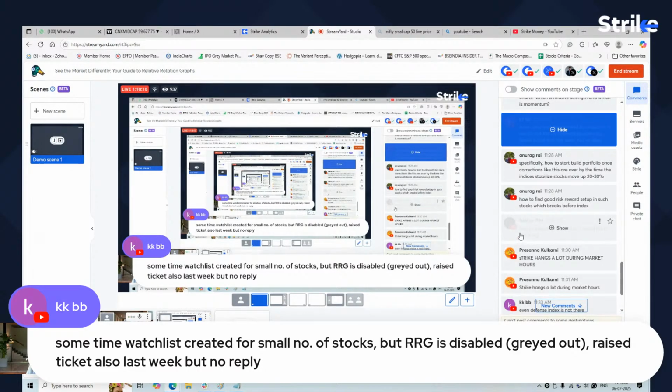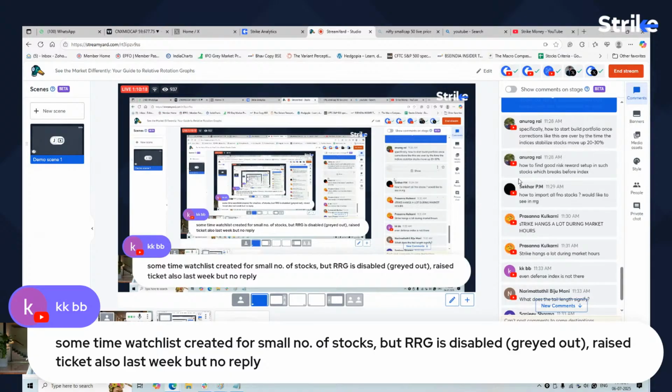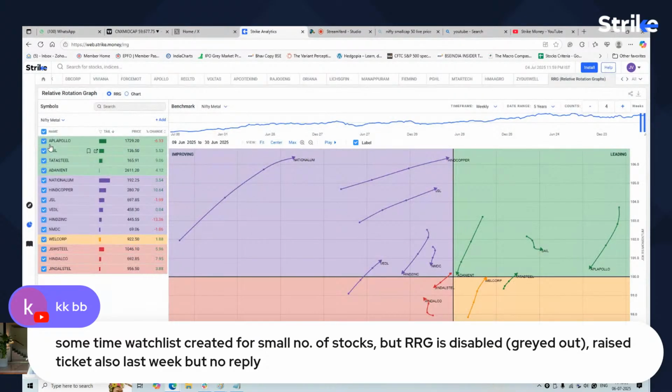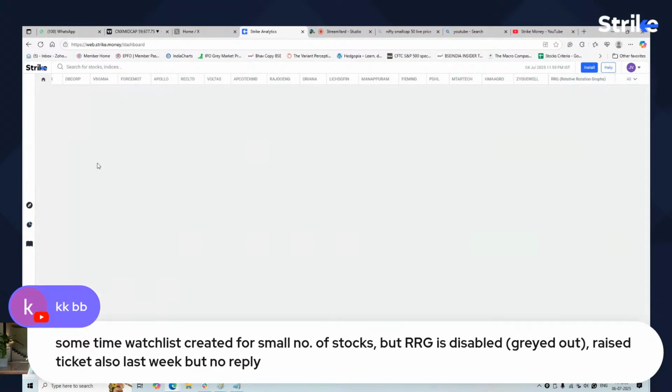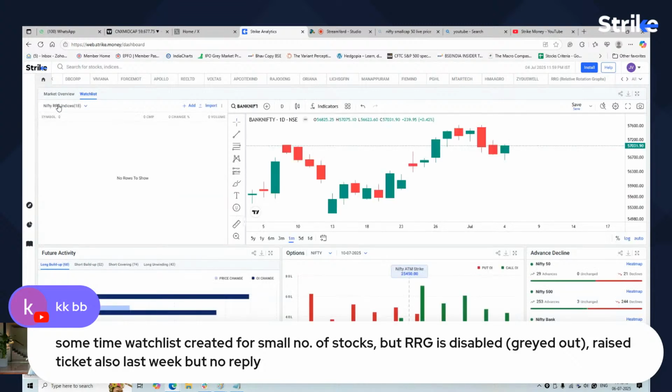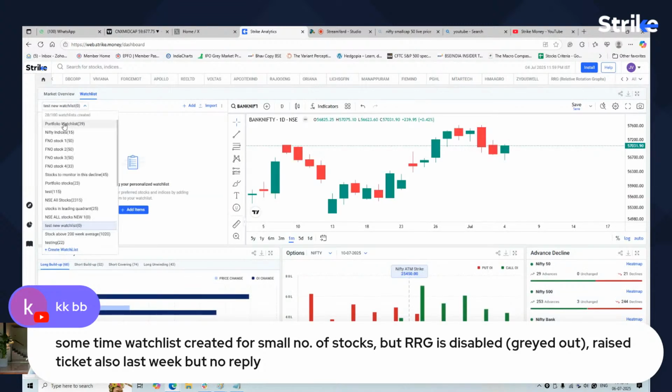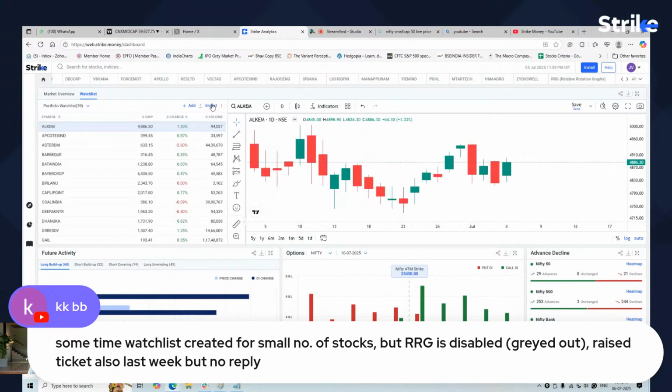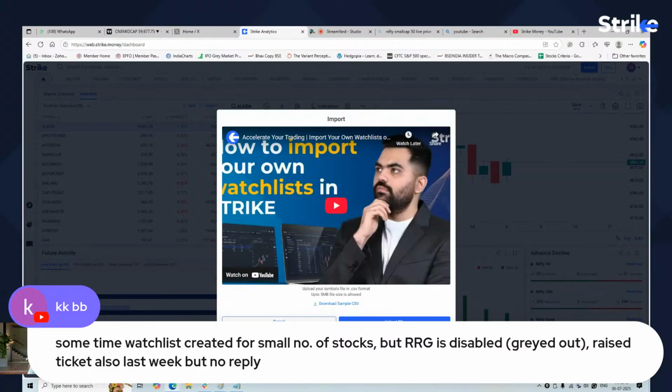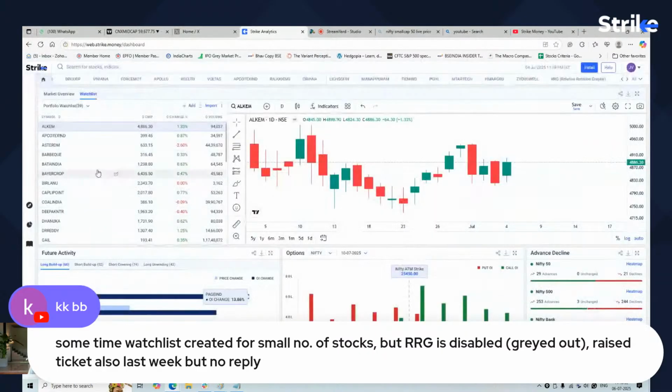How to import all FNO stocks? Shikhar, as I mentioned to you, you might have to do it from the heat map. Or else, if you want to import, you can take any CSV file, but the requirement is that the column name should be symbol, if you want to upload some file.